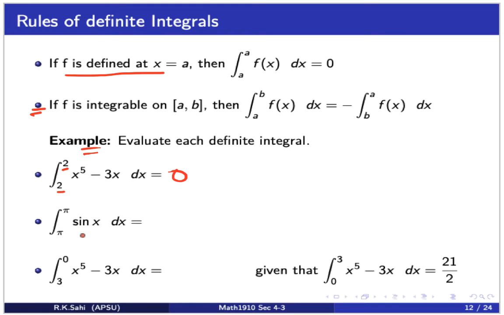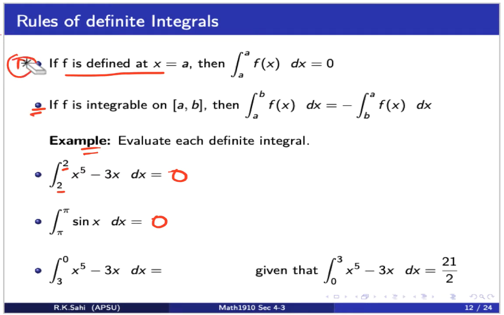Let's look at problem number 2. If the integral is from pi to pi of sine x dx. Clearly, pi, guys, remember, is a number. So you're going from pi to pi. There it is. The answer is 0. It's the first rule we're looking at.